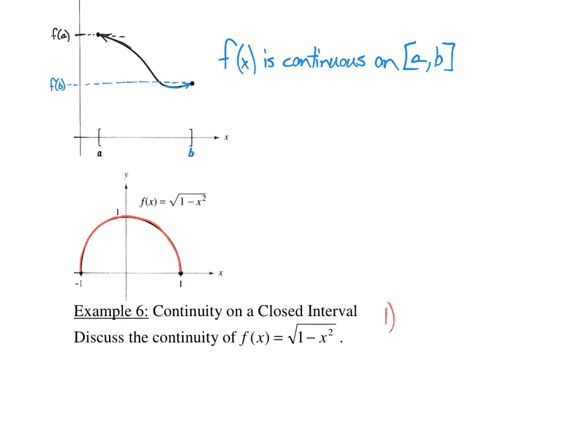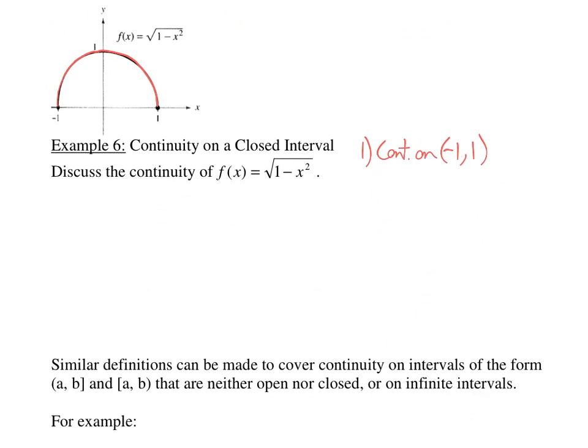So first of all, it's continuous on the open interval AB. Or I should say, instead of AB, we have numbers now, -1 and +1. So, let's look at the left side of this interval, -1. What is f of -1? 0. Yeah. Square root of 1 minus -1 squared is 0.